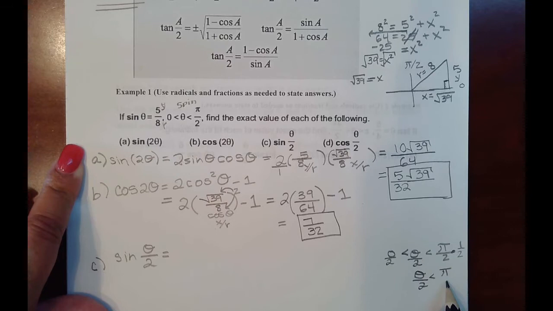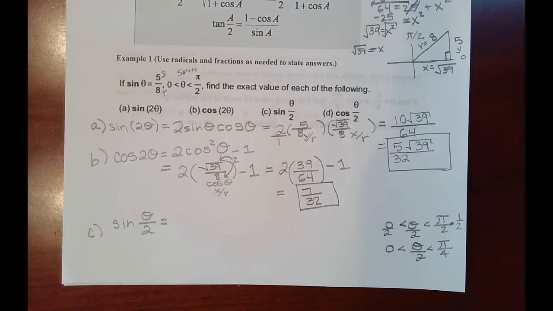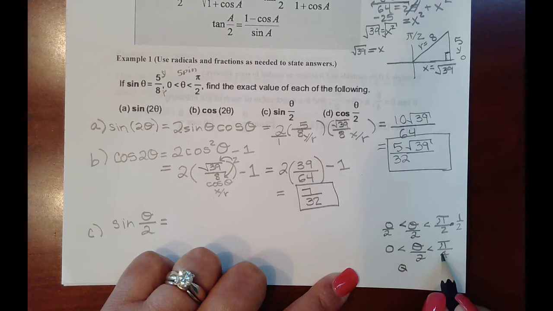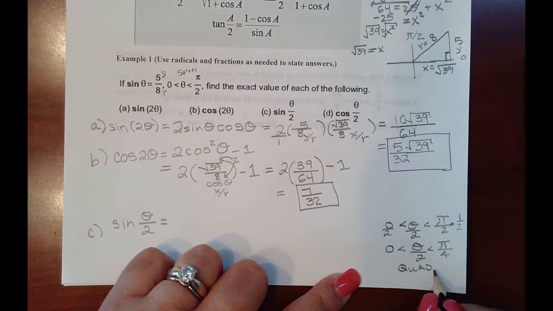And we have a 0 right here. So look what this is saying to you, because we are trying to do the sine value for half a theta. This says that half of theta is between 0 and pi over 4. When you're between 0 and pi over 4, that means you're in quad 1, because pi over 2 is at 90 degrees. This comes before that. So you are in quad 1.